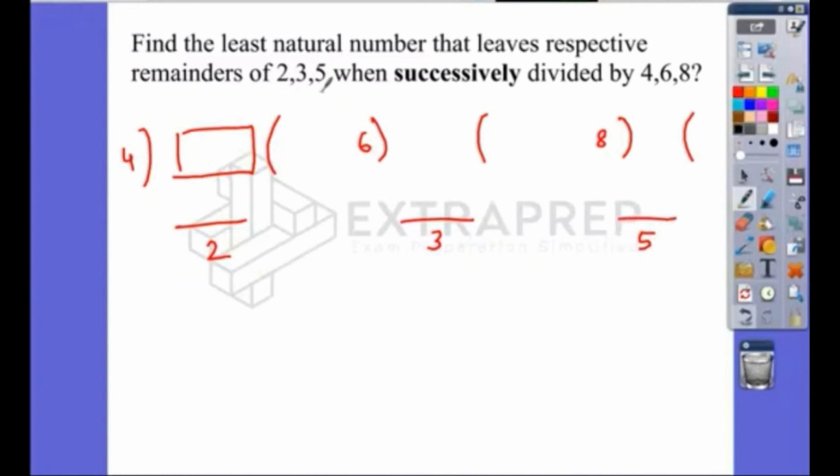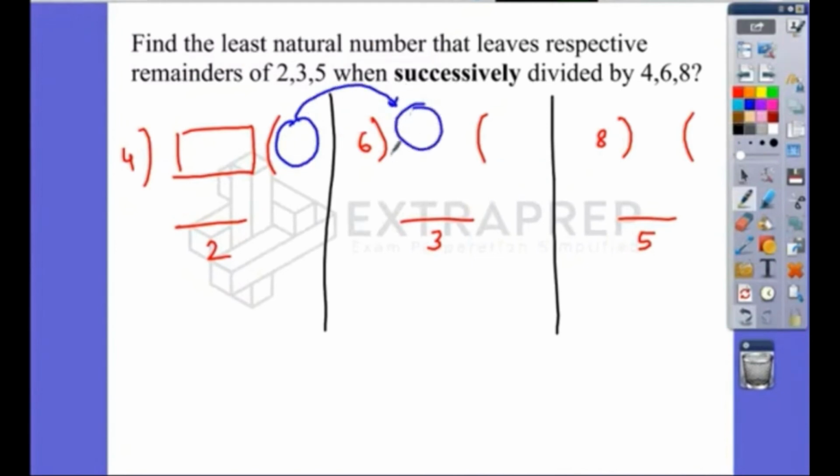Okay. Now, there's something that you need to understand. These are successively divided. When things are successively divided, as I already told you, the quotient of the previous division becomes the dividend of the next division. Now, we know that this is our answer. This is the number that we'll have to find out. To get this number, we will need this quotient. This quotient is the dividend here. To get this number, we will need this quotient. And this quotient is the dividend here. So, once we know the last quotient, we will be able to work our way backwards and get the answers.